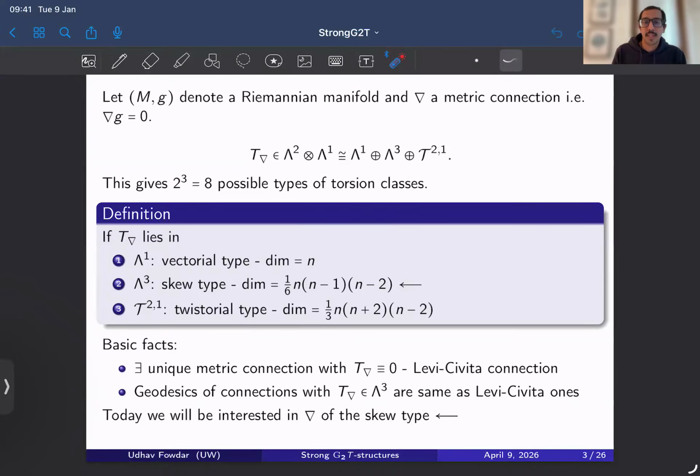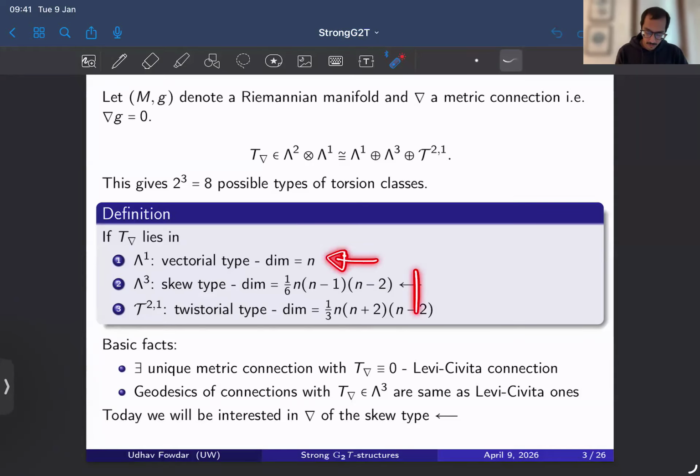Just from a PD point of view, why would you care? So today we will talk about these connections with skew-symmetric type torsion, but just from a PD point of view, why should you care about the case when the connection has torsion of skew type instead of vectorial type or of twistorial type?